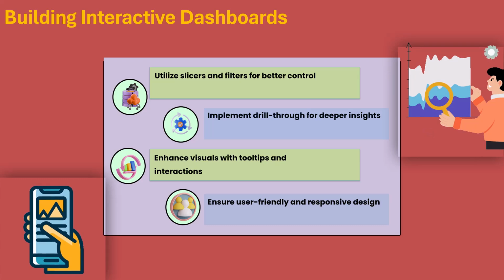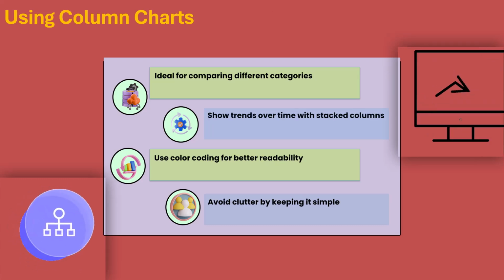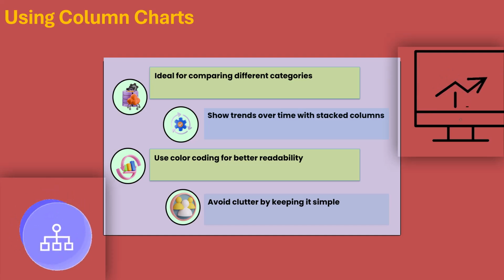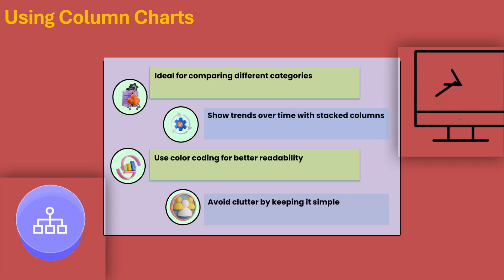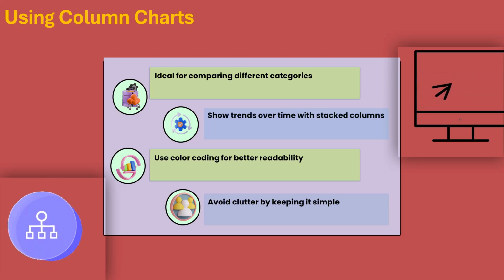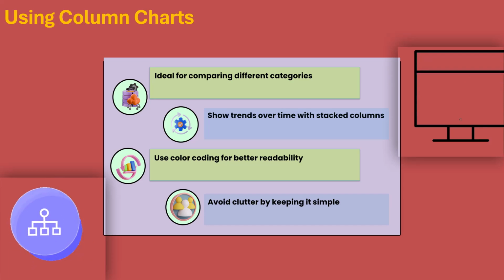Nobody enjoys getting lost. Column charts are the superheroes of data visualization. They make comparisons easy. When you have different categories, they shine. Stacked columns, great for trends. Color coding helps the audience focus, and simplicity is key. Cluttered charts are like messy desks, distracting and hard to work with.